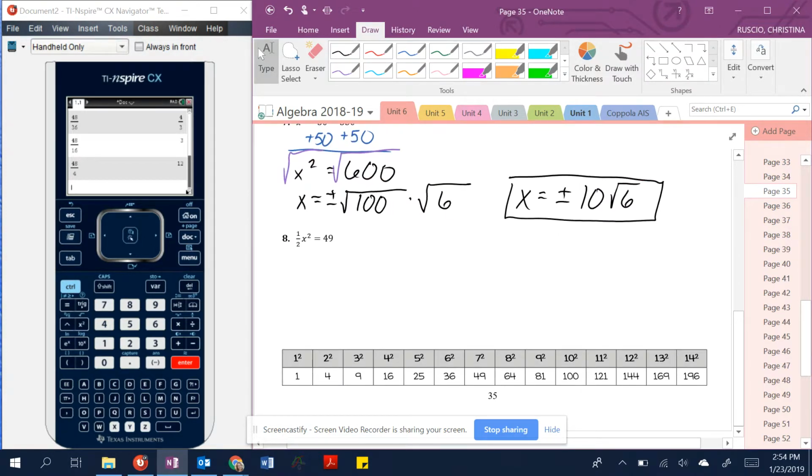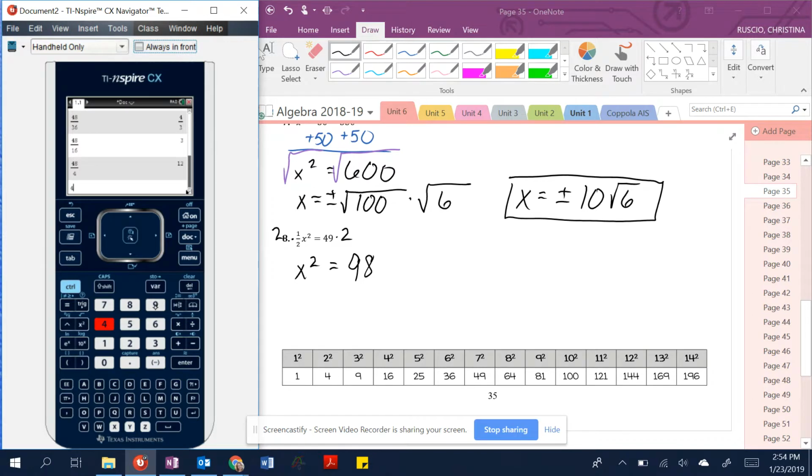All right, here's number 8. How are we going to get this guy alone? Let's multiply both sides by 2. So what do we get? X squared is equal to, is that correct, 98? 49 times 2. Why is my brain melting down? Yeah, I did it right. I don't know why I'm second guessing myself.